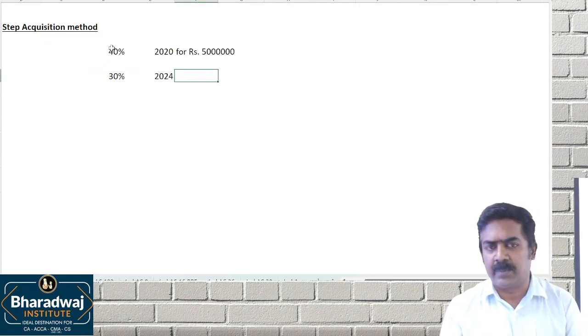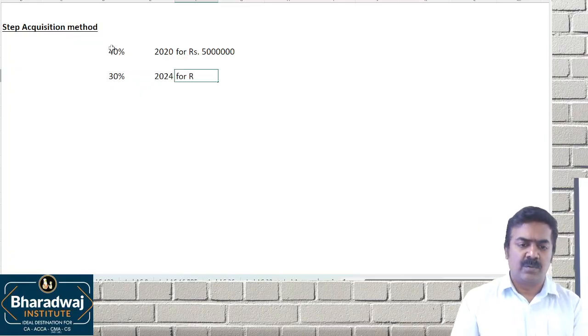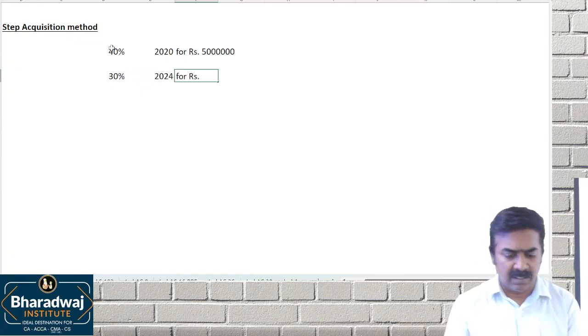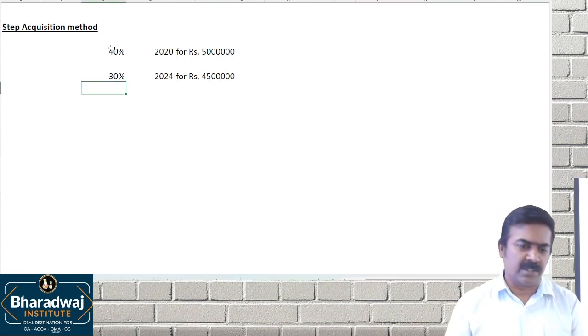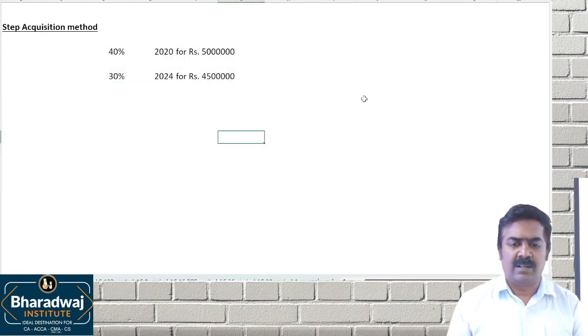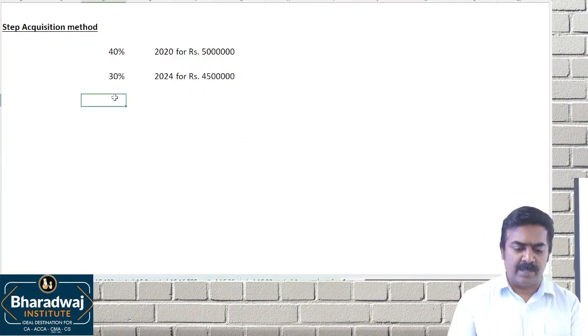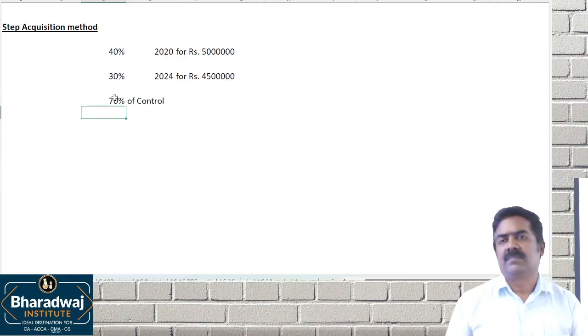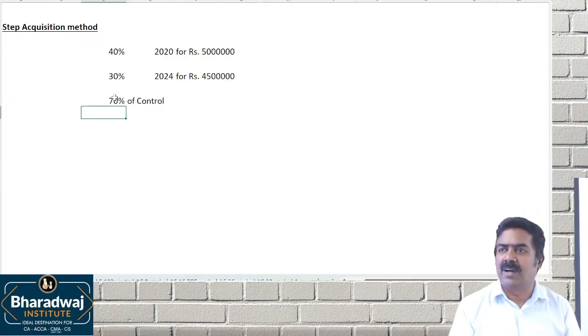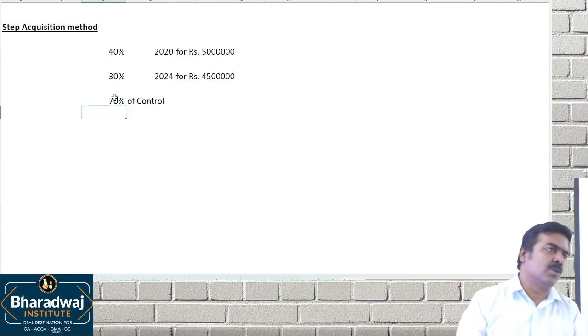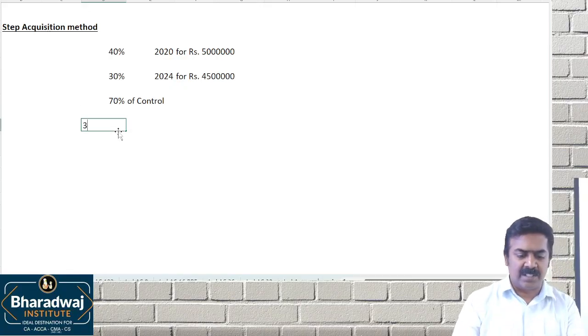Let us assume we acquired 30% for 4,50,000. Okay, 45 lakhs. Now, totally we are holding how much? 70% of control. Of course, we become which one? Acquirer. Acquirer is a person who holds which one? Control.